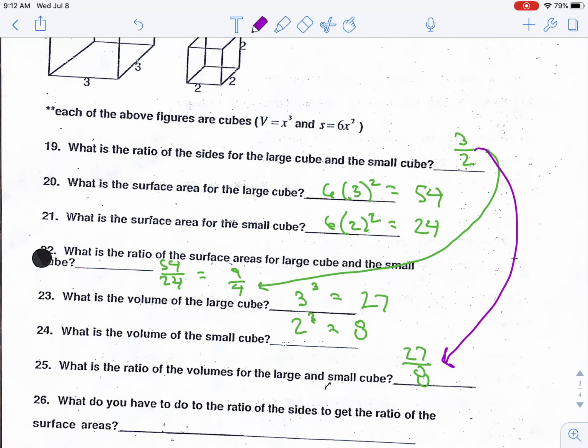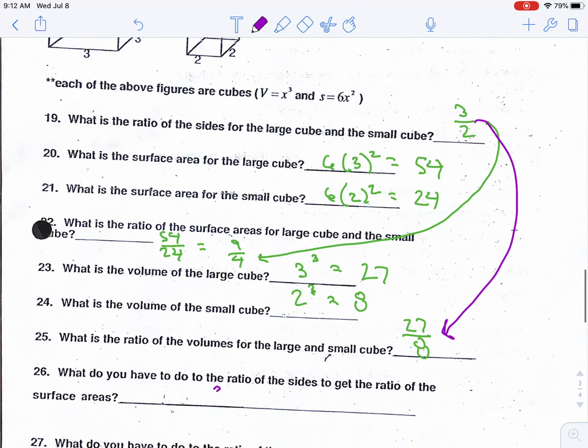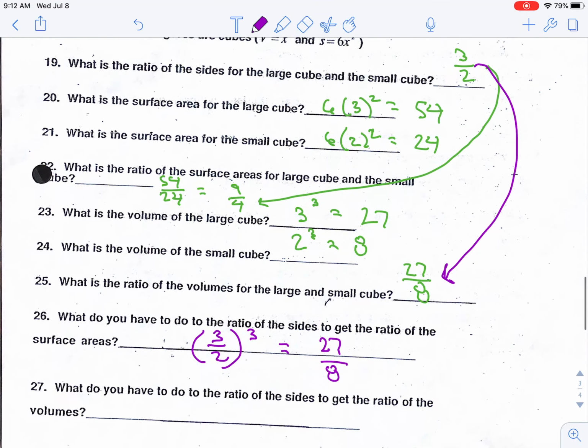And again, maybe you don't see the relationship right away, but if you take the side ratio, 3 over 2, and you cube it, because it's 3 dimensions now, you get 27 over 8. So you have to cube the ratio.